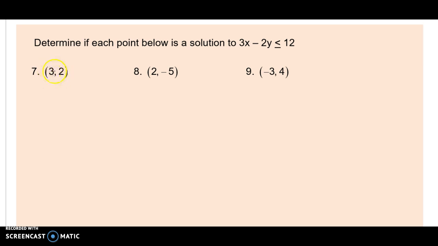I can take that 3 and it replaces any x's I see. So my new inequality is going to look something like this: 3 times 3, and then minus 2, and then the y coordinate is 2. And I'm not going to do anything with the right-hand side because it's already just a number, which is what I'm looking for. So next, 3 times 3 is 9, and then 2 times 2 is 4, and 9 minus 4 gives me 5.